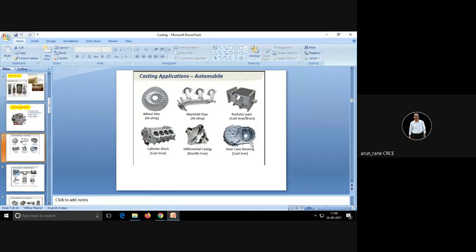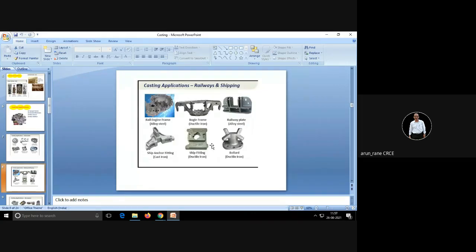Again, in automobile, the engines are cast. I mean not the total full engine, but the parts of the engine, like the cylinder block. This is made up of cast iron. Then you have the radiator part, then the exhaust manifold. These are aluminum alloys. Then the casing of the differential gearbox is again cast. So vehicle manufacturers have to have a foundry, because there are many parts which are cast.